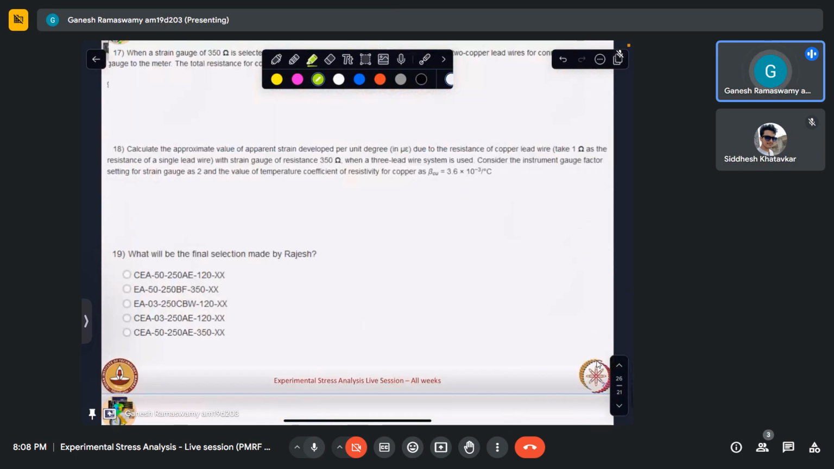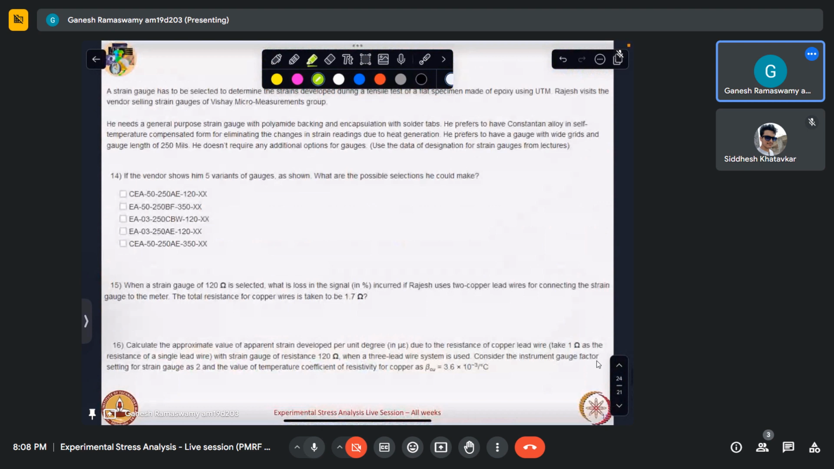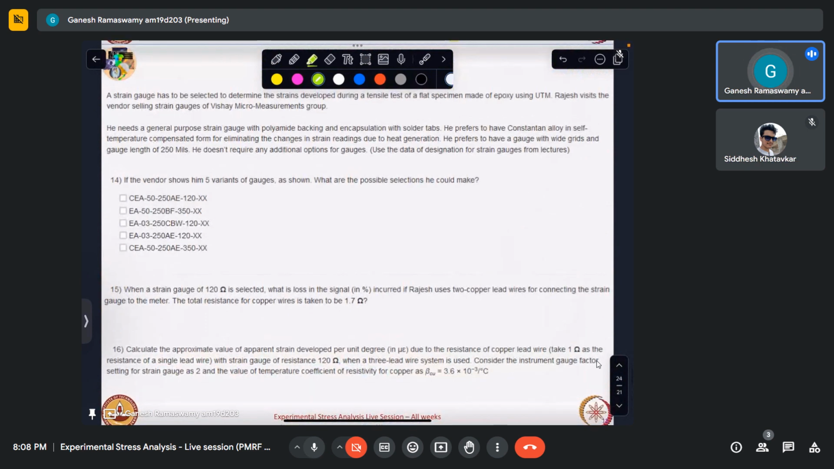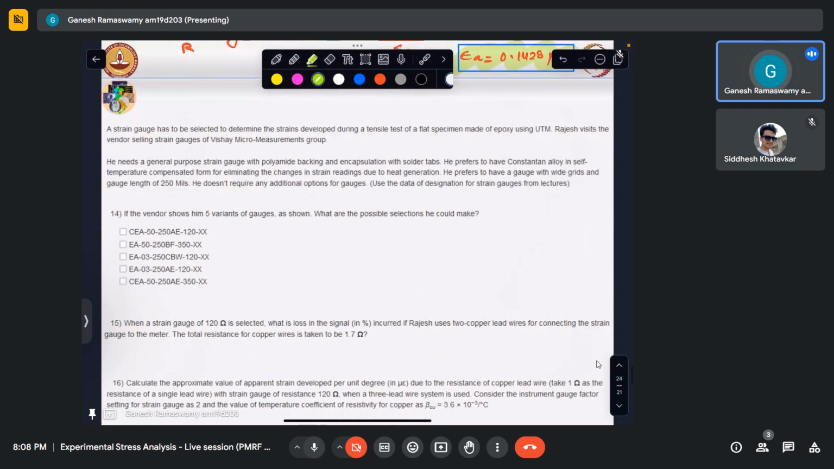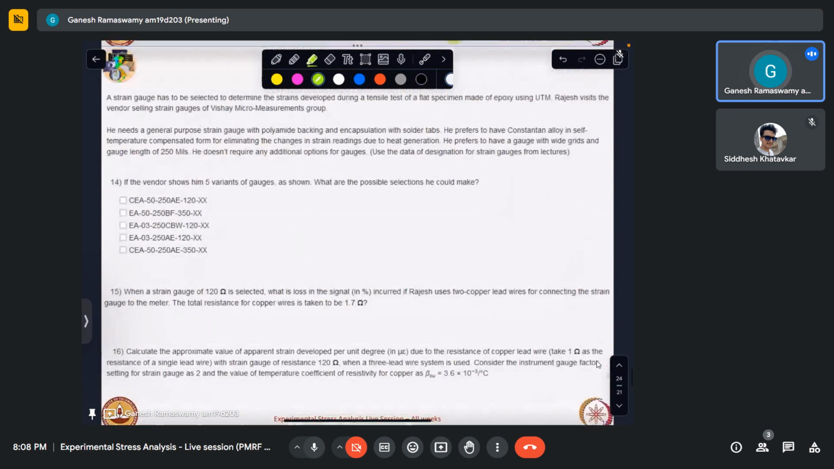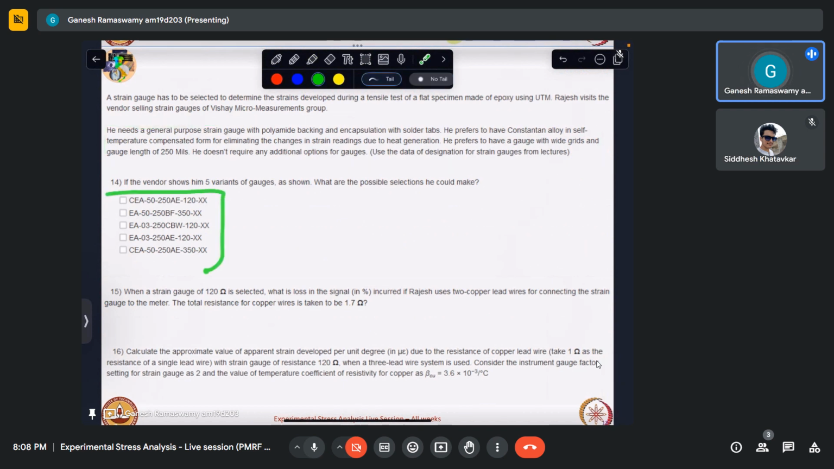Okay, so anyway, we have come to the last question. I'll just quickly run through this. I won't solve this fully, but at least that way I'll do some justice to closing the course. A strain gauge has been selected to determine the strains developed in a tension test on a flat specimen. Rajesh visits the vendor, Vishay Micro Measurements, and they have some requirements. Based on these requirements, the question asks which one to select.